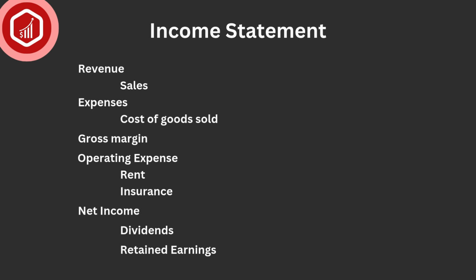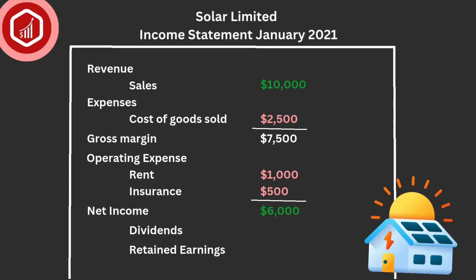So, let us use a few numbers to understand it better. We founded this solar limited company and we are looking at the income statement for the time period 1st of January 2021 to 31st of January 2021. So we take a look only at January of the year. In January, we did a very good job in selling our solar panels to clients and generated a sales revenue of $10,000. But we also had a lot of expenses on the other side.